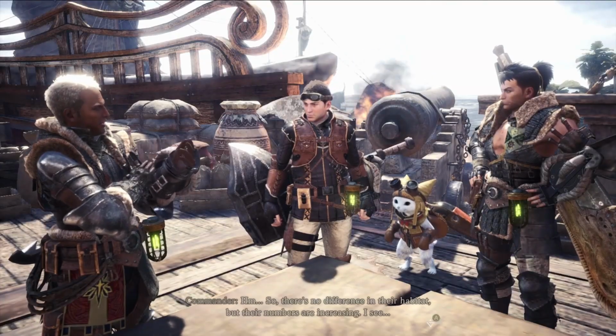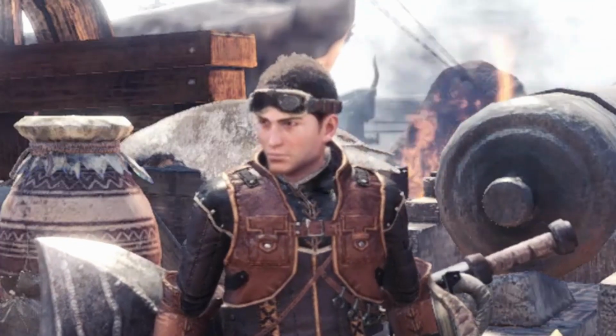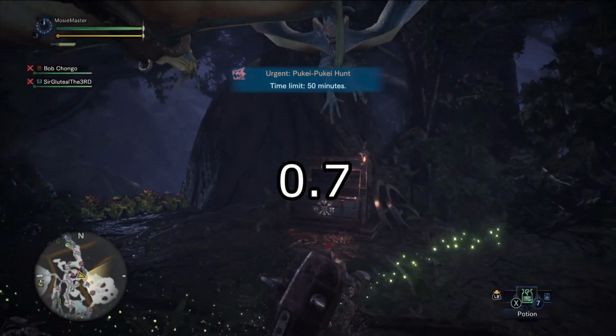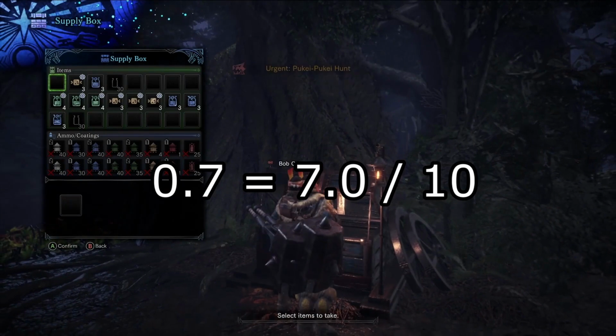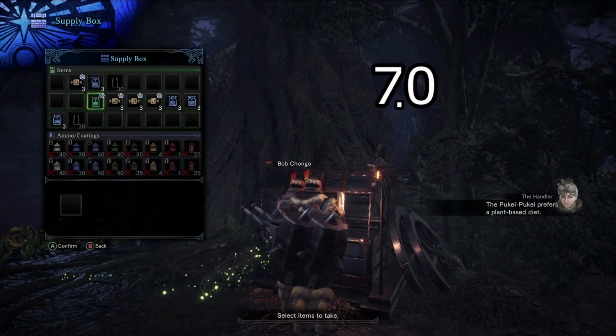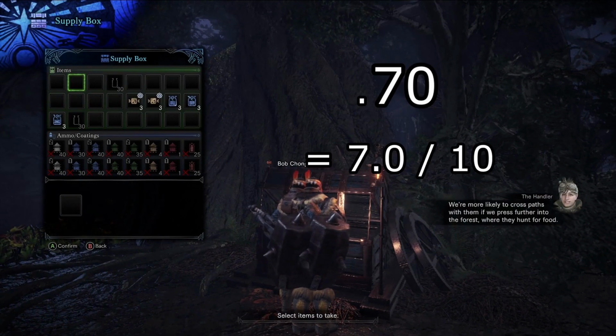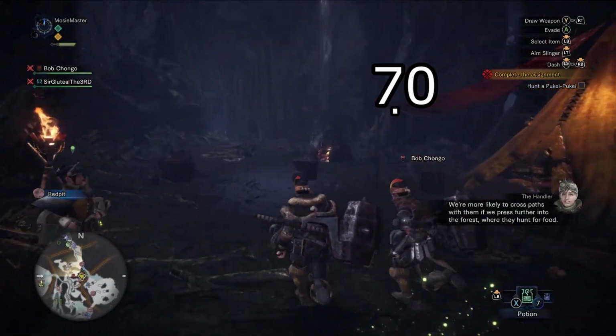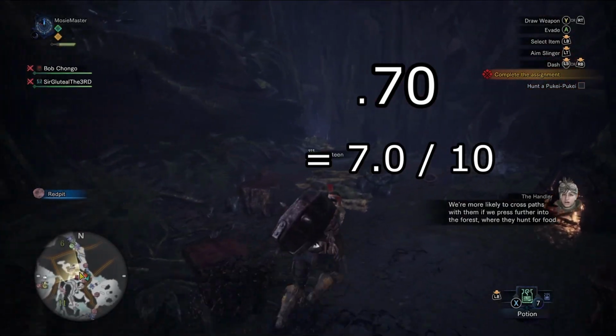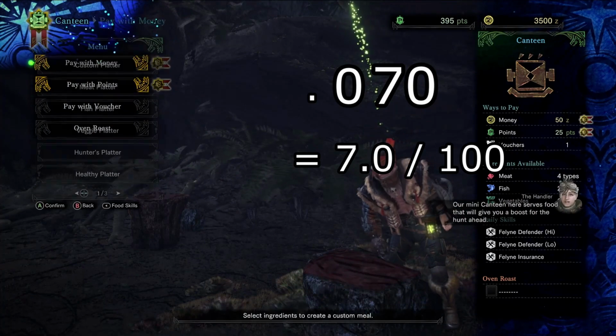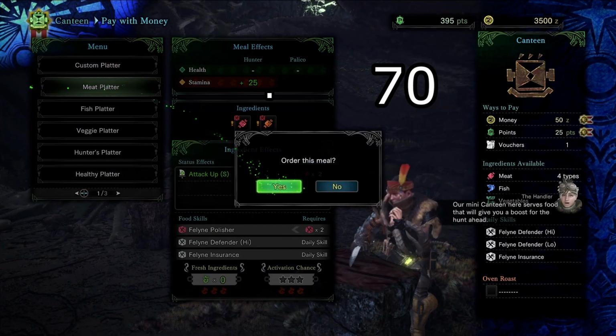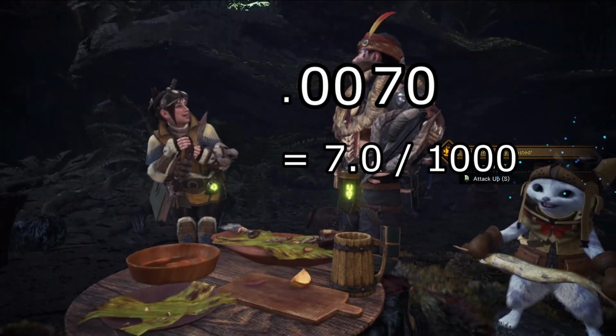Don't worry, my little one. We'll go through it together. Remember earlier that 0.7 is basically 7.0 divided by 10? Well, that's basically the same thing here. Every time we move the dot to the left, we divide by 10. We move the dot 1 spot, divide by 10. We move the dot 2 spots, divide by 100. We move the dot 3 spots, divide by 1,000.